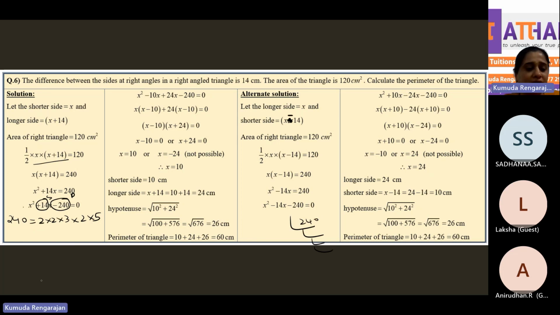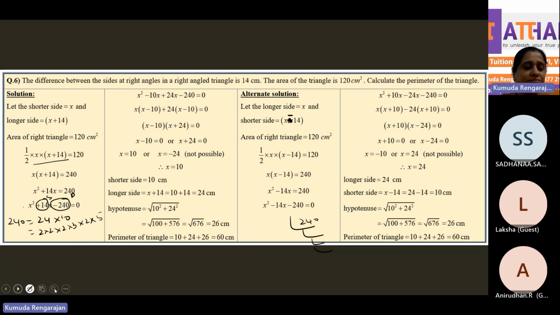240 is what? What have I written? 12 in 24. No, sorry. 24 into 10. Sorry. 240 is 24 into 10. And what is 24? 2 4s are 8, 8 3s are 24, and 2 5s are 10. And I've told you that you should use all these numbers and make two numbers. Have we spoken about this or no? Yeah, you should use all these numbers and make two numbers to get the sum and the product.